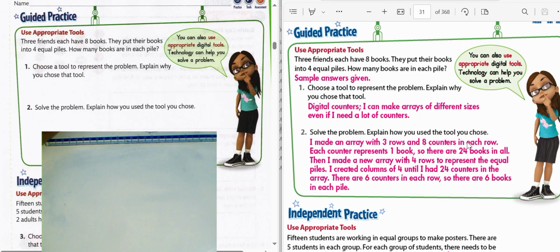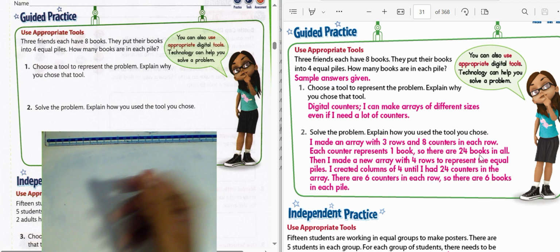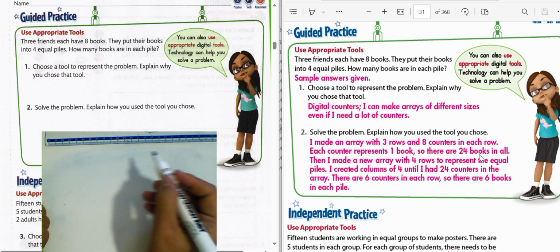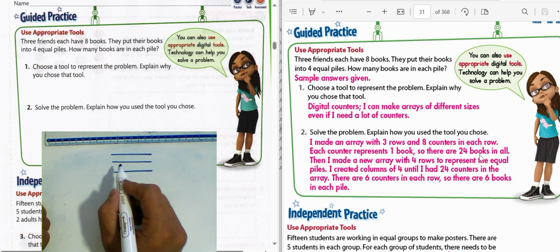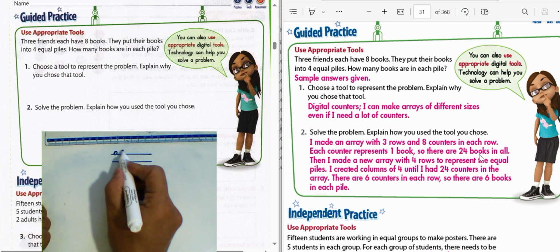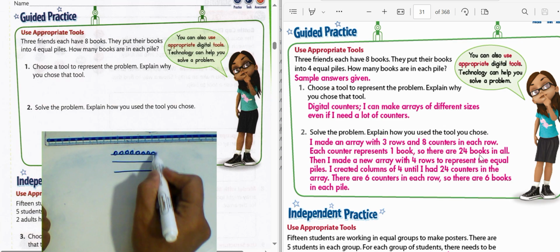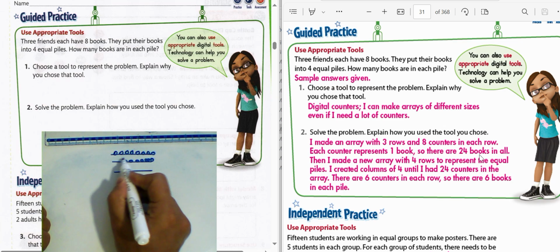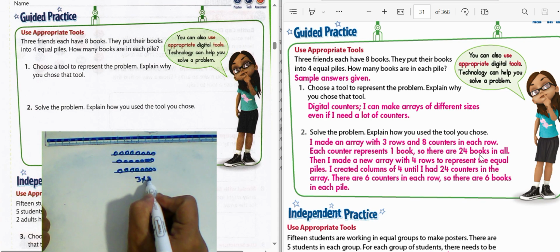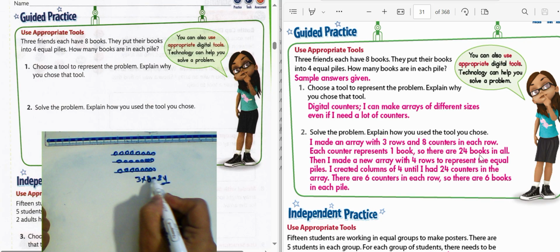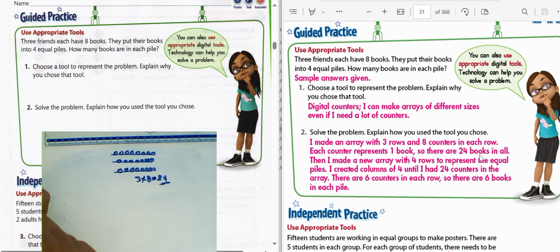We have 3 rows and 8 counters in each row. Each counter represents 1 block, and so there are 24 blocks in all. What's 3 times 8? It equals 24. Or you can draw 3 rows, 1, 2, 3. Okay, 3 rows. Each row contains 8. 1, 2, 3, 4, 5, 6, 7, 8. And 3 times 8 equals 24. Okay, this is the total number, 24.